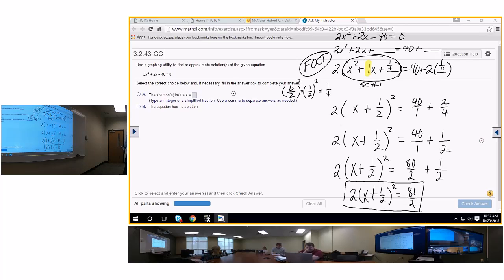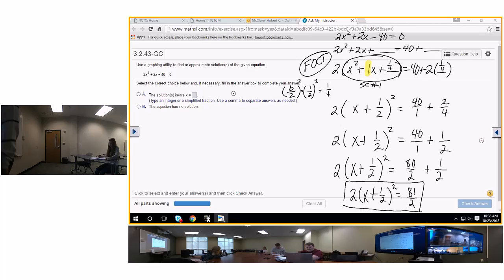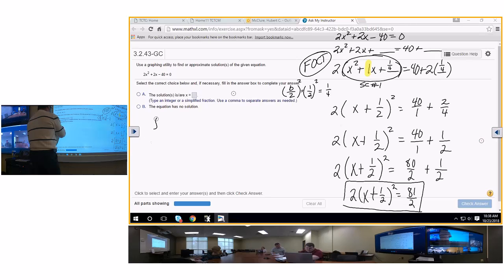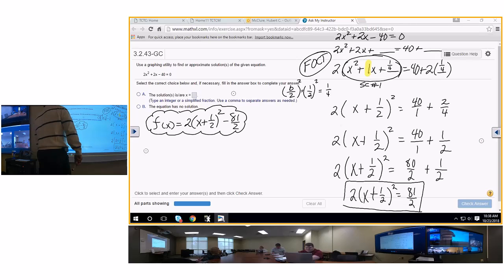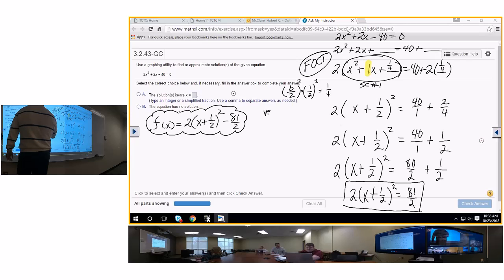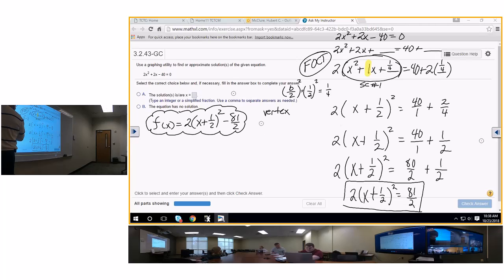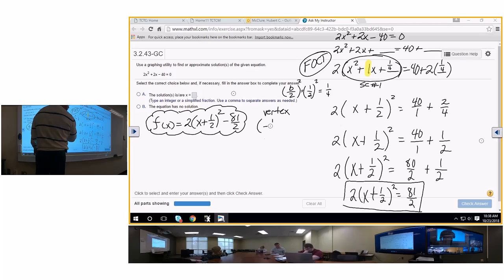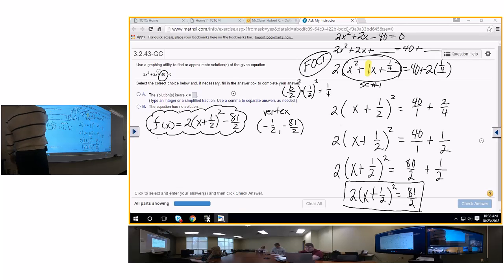All right. So now I can rewrite that as f of x is equal to 2 times (x plus 1/2) quantity squared minus 81 over 2. Now the only reason I do that is because sometimes they ask you to put it in that form, and you need to remember to put it in that form. But I don't really care. This is negative 1/2 and negative 81/2. So the vertex is negative 1/2 and negative 81/2. And our y-intercept is negative 40.